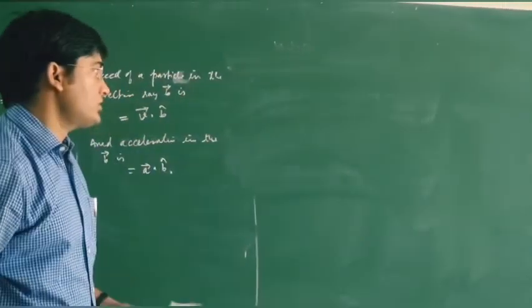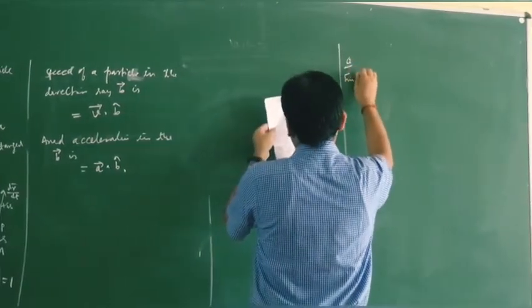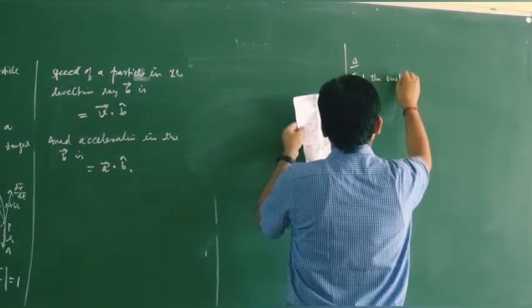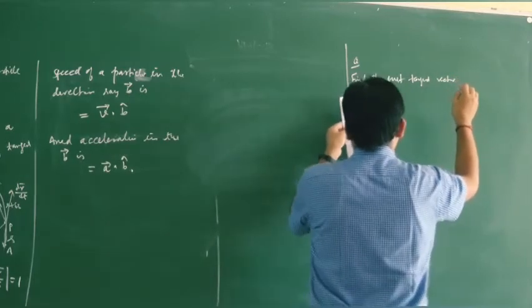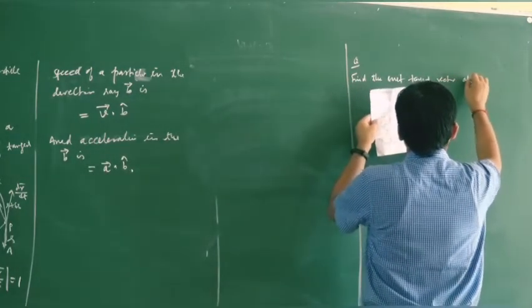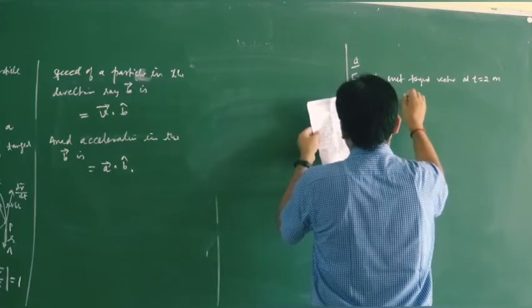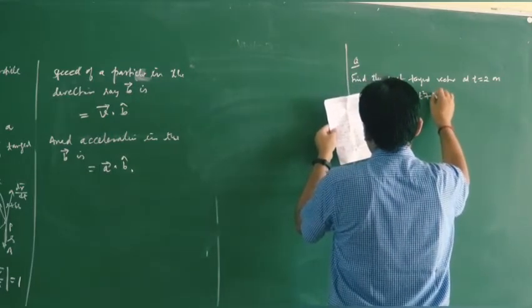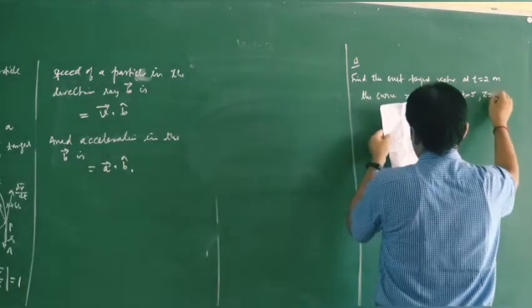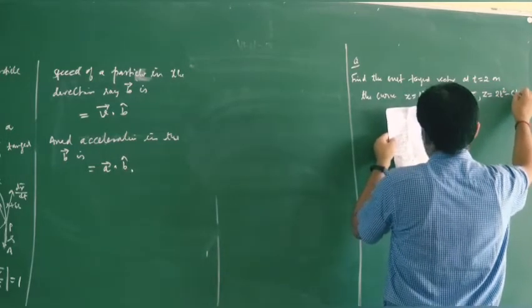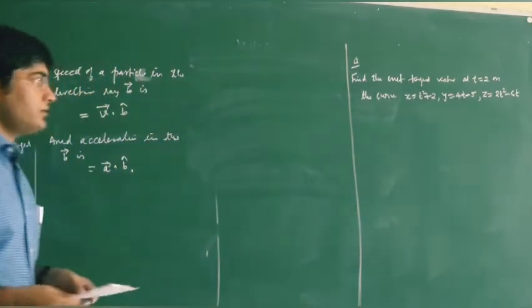So your first question is, find the unit tangent vector at t equal to 2 on the curve x equal to t square plus 2, y equal to 4t minus 5, and z equal to 2t square minus 6t. So we have to find out the unit tangent vector at t equal to 2.